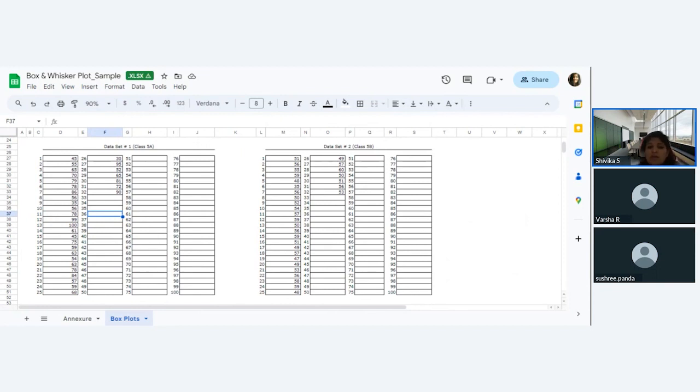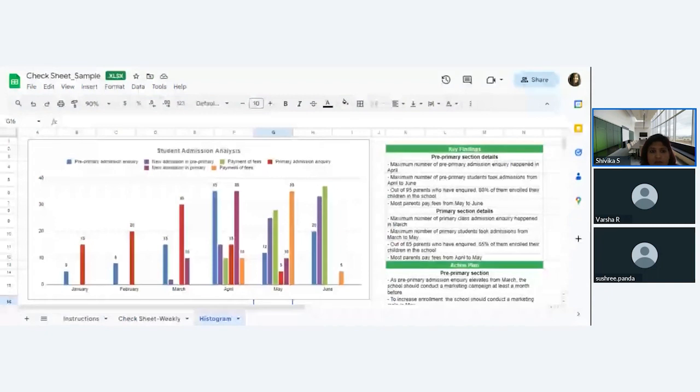You can use it in multiple ways, and it helps to understand the frequency pattern. If you're encountering some similar challenge, you can use this particular tool to deal with that challenge as well. So here I'll be showing this check sheet sample.